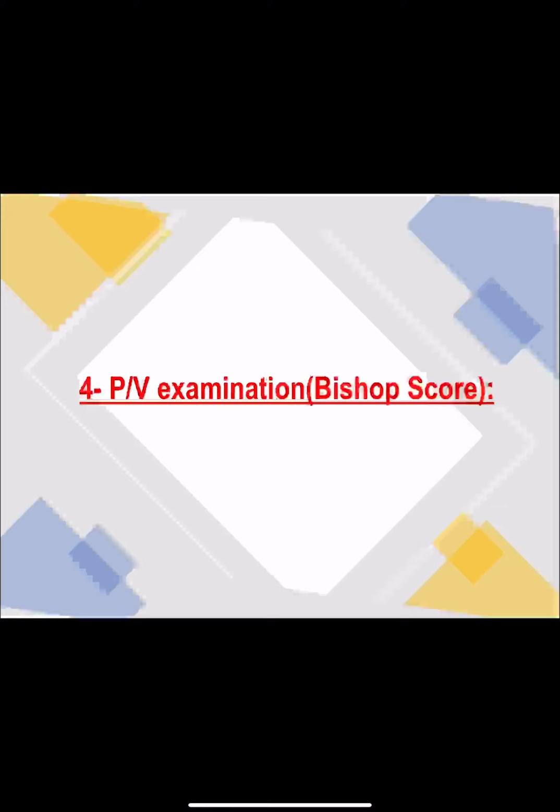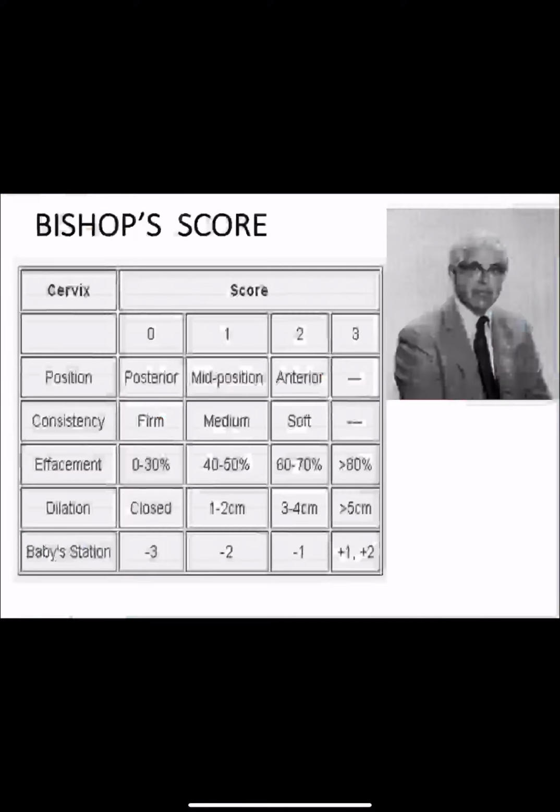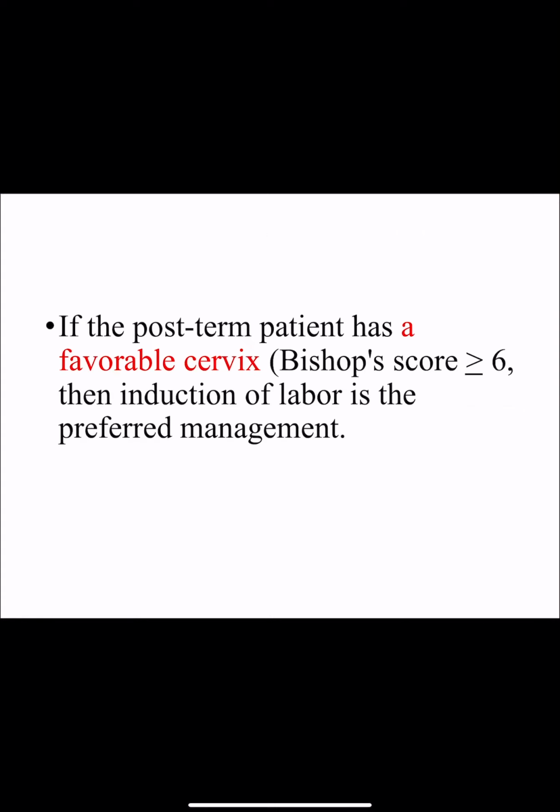Number 4 among the points on which management of post-date pregnancy depends is PV examination to assess the Bishop score. As you know, the Bishop score consists of 5 parameters mainly related to the cervix and station of the presenting part: the position of the cervix, consistency, effacement, dilatation, and station of the presenting part. The total score is 10. If the Bishop score is more than 6, it means a favorable cervix for induction of labor. So any patient with post-term pregnancy whose pelvic examination reveals a favorable cervix, we have to do induction of labor.